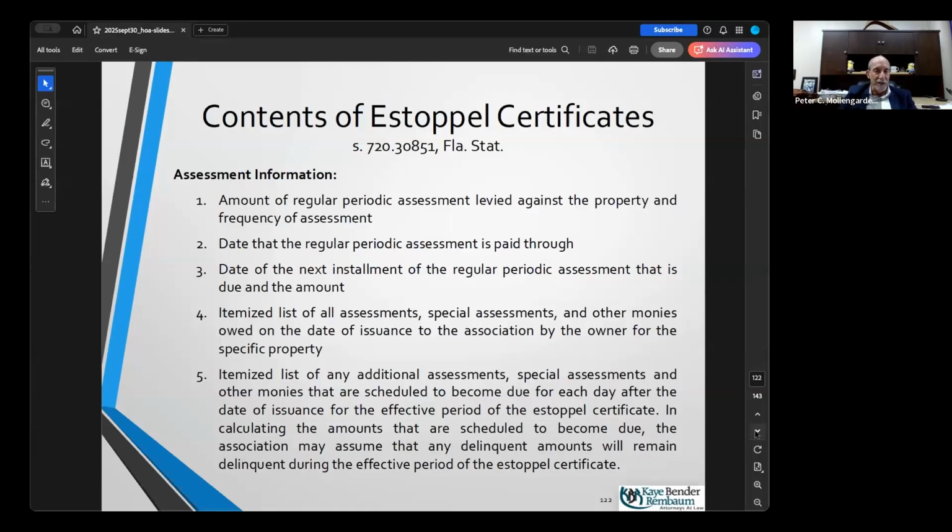Itemized list of all assessments, special assessments, and other monies owed on the date of issuance to the association by the owner for this specific property. Itemized list of any additional assessments, special assessments, and other monies that are scheduled to become due for each day after the date of issuance for the effective period of the estoppel certificate. In calculating the amounts that are scheduled to become due, the association may assume that any delinquent amounts will remain delinquent during the effective period. Very important that you get the amount due and the amount delinquent and what's coming due correct.